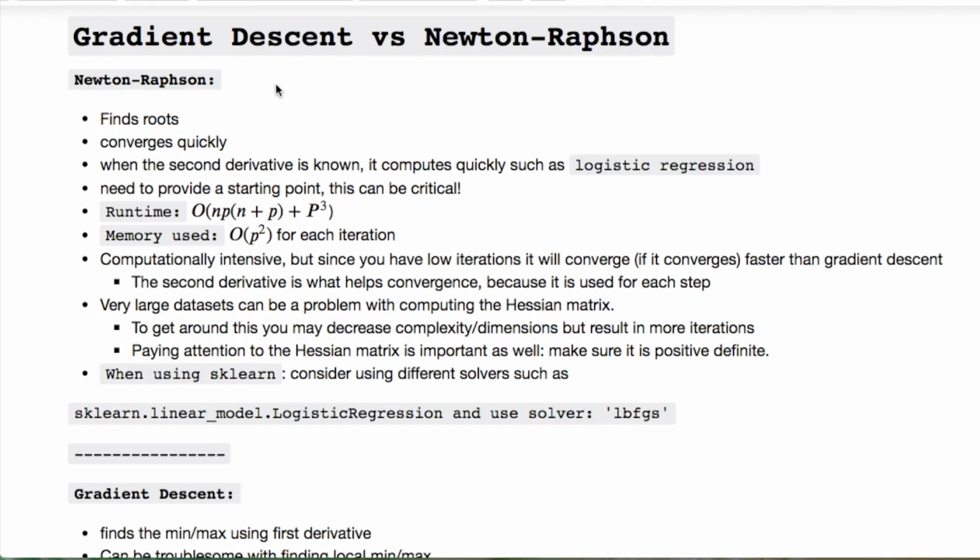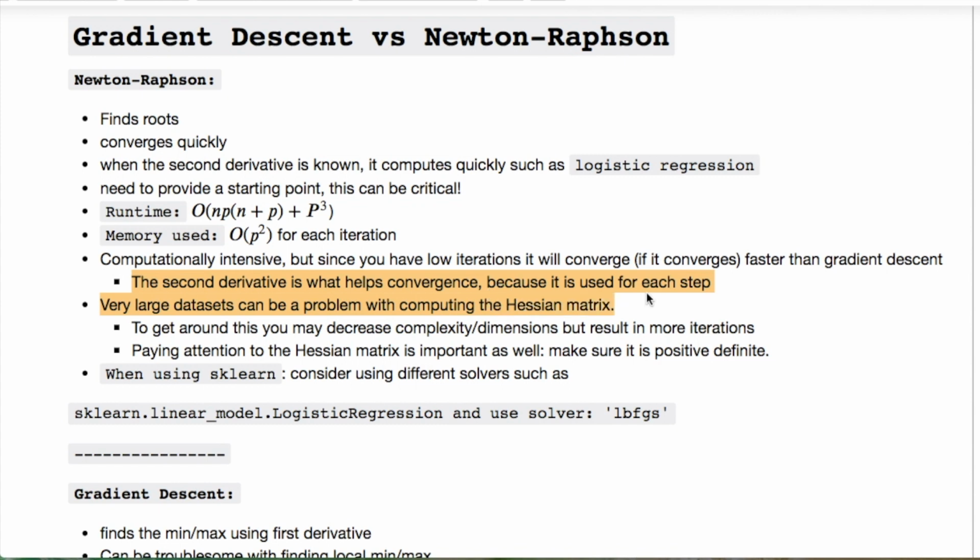Gradient descent versus Newton-Raphson. Finding roots converges quickly. When the second derivative is known, it computes quickly, such as logistic regression. You got to provide a starting point, which is very critical. The runtime is pretty crazy. The memory used isn't very good. Computationally intensive, but since you have low iterations, it converges quickly, if it converges, and it's faster than the gradient descent, even though it has poor runtime and memory. It supersedes the number of iterations. That's why it's performed. The second derivative helps you converge because it is used for each step.